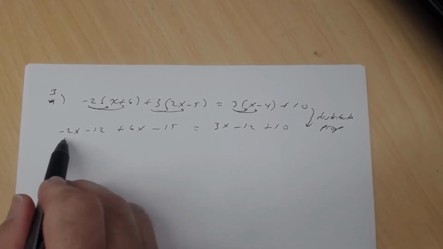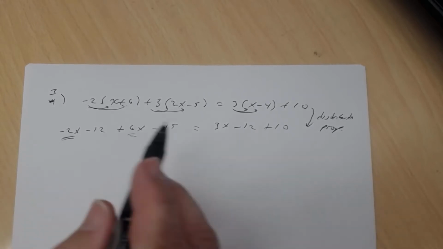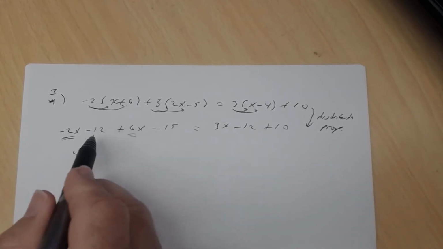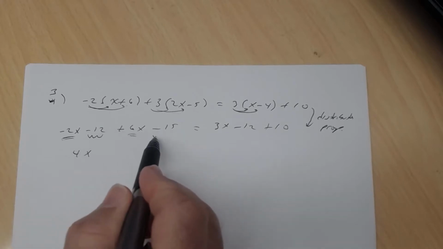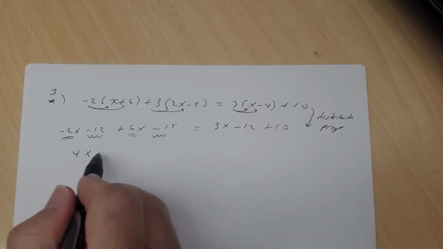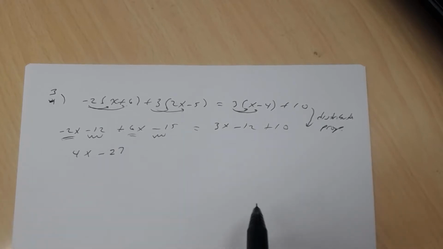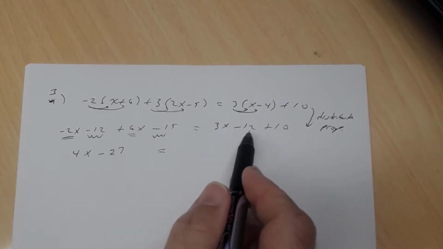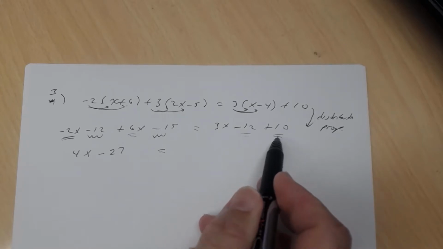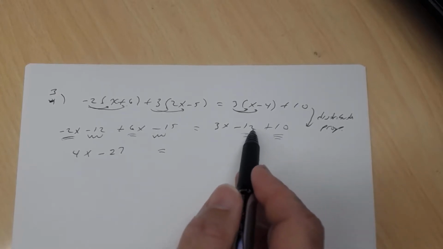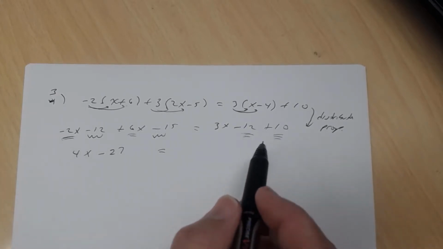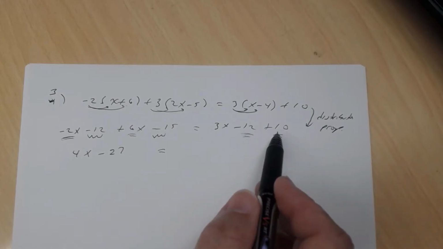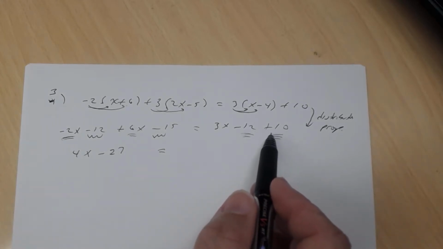Let's deal with the variables first. A negative 2x and a positive 6x is 4x. A negative 12 and a negative 15 is a negative 27. Equal. And the only terms I can combine here are these constants. Remember, if there's no variable in the term, they're called constants. So a negative 12 and a positive 10 is a negative 2.